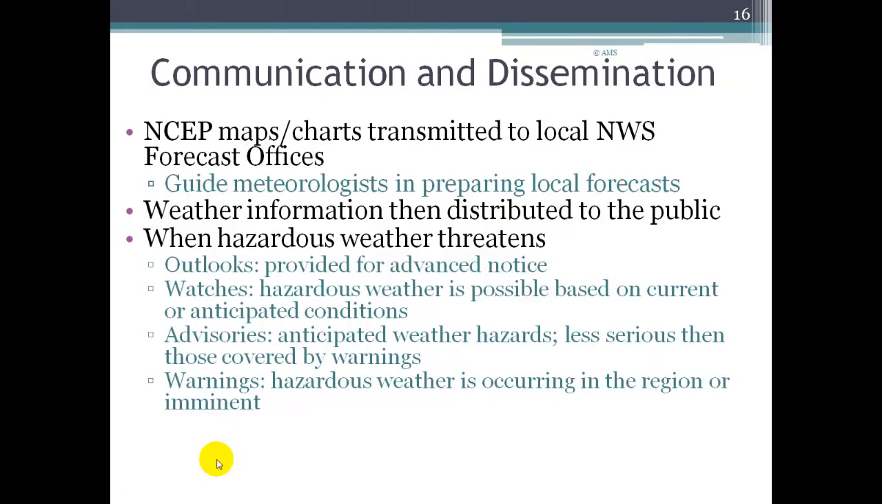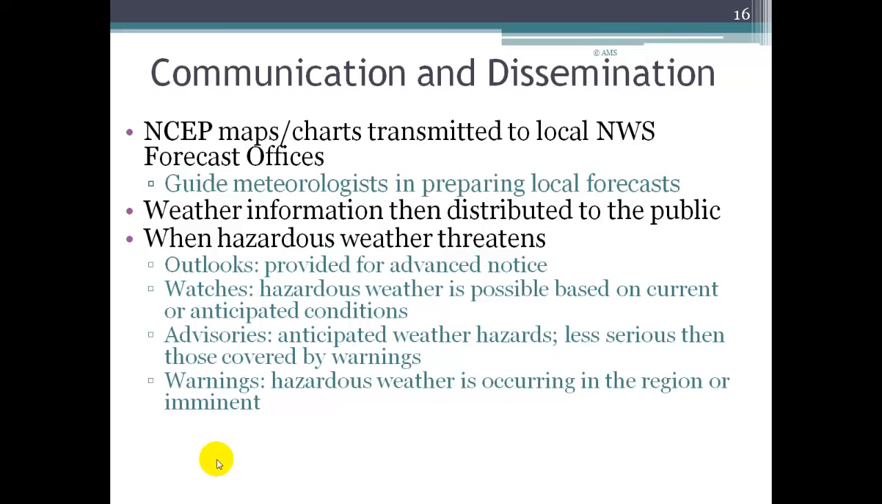So once NOAA has come up with these charts and maps, the National Centers for Environmental Prediction transmit these to local National Weather Service forecast offices, and then the local meteorologists use these maps and charts to help prepare their local forecast. And once those forecasts have been determined, that information is distributed to the public through radio, through television, through the internet. If there's hazardous weather on the horizon, we have a series of different statements that come out, beginning with an outlook.